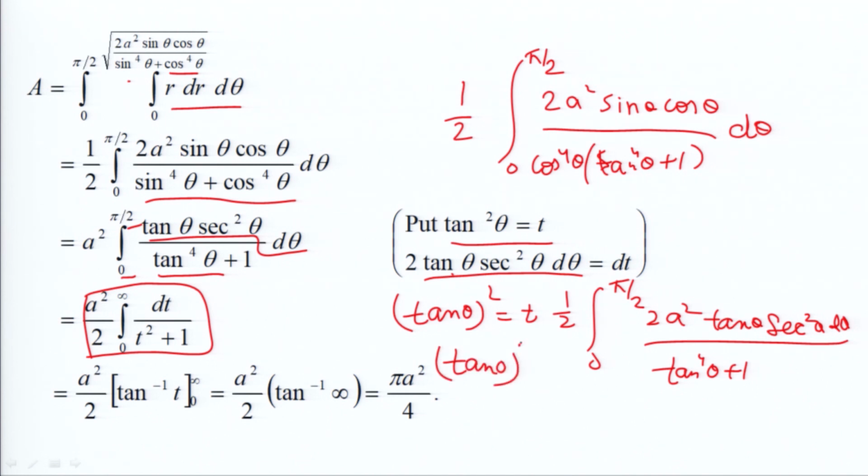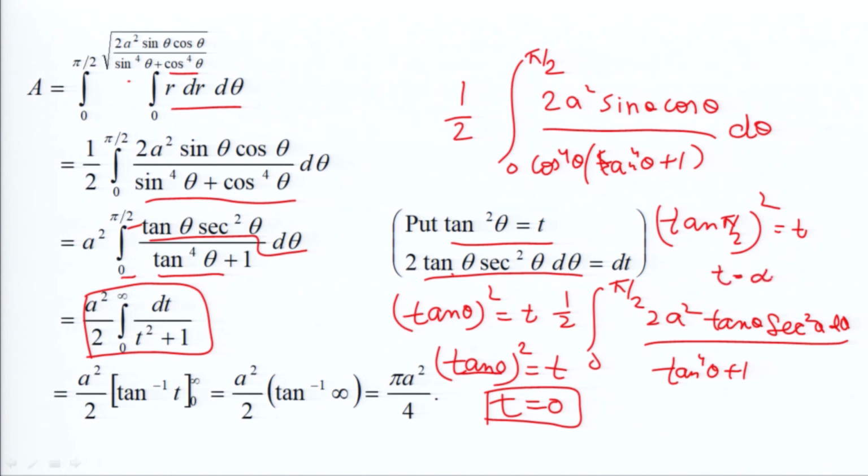Tan square theta is equal to t. We know that tan 0 is 0, that is, t is 0. The lower limit is 0. What is the upper limit? Pi by 2. We put theta as pi by 2. Everyone knows that tan pi by 2 is infinity, so that goes to t equals infinity.